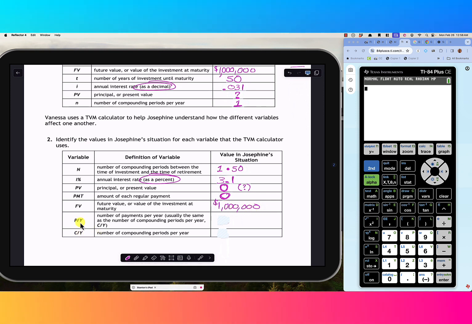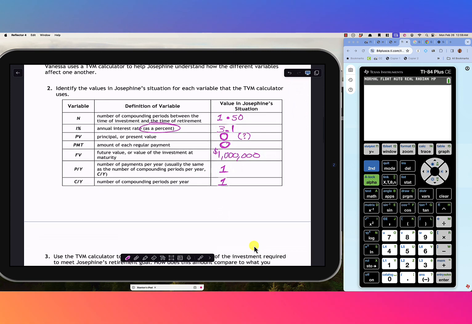The PY and the CY, that's payments per year or compounding per year. And that's just going to be 1 in this case. So both of those are 1s. And by the way, the PY and the CY are always the same. It's compounding periods per year, which in this case is 1. Sometimes it's 12, sometimes it's 4, but today in this problem it's 1.